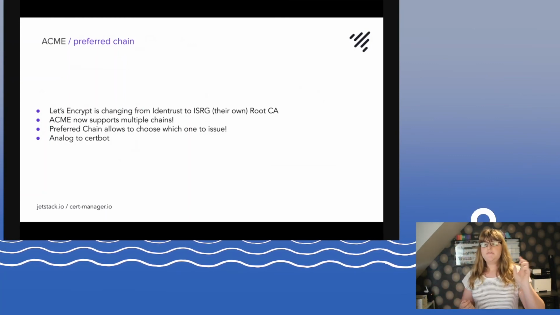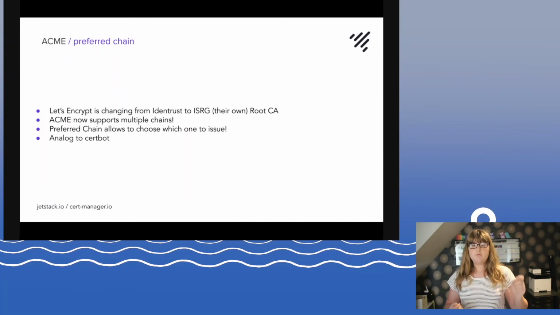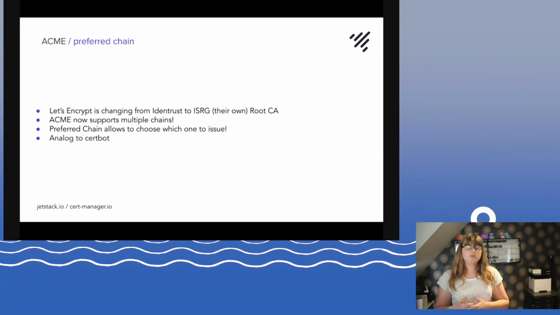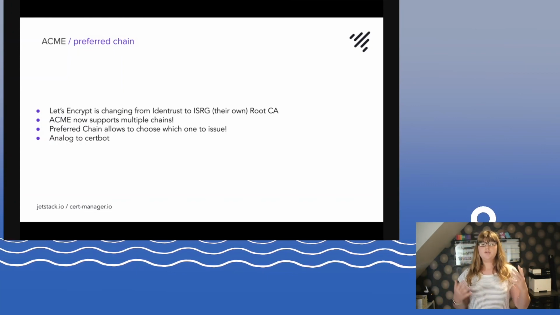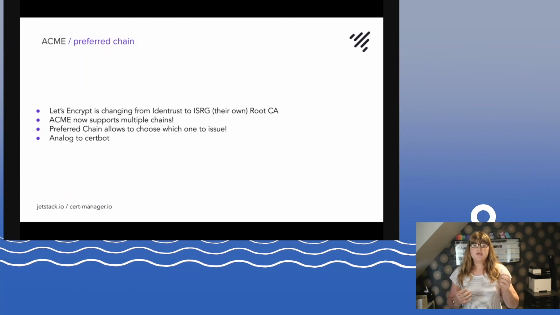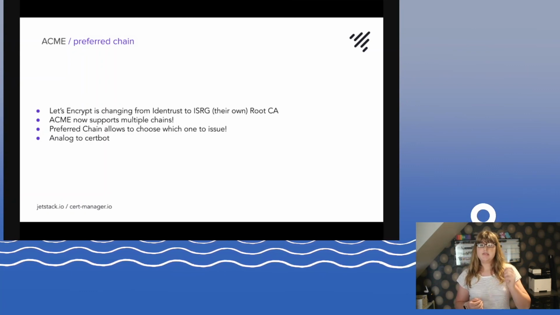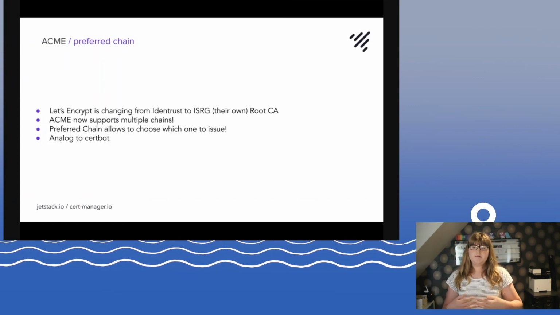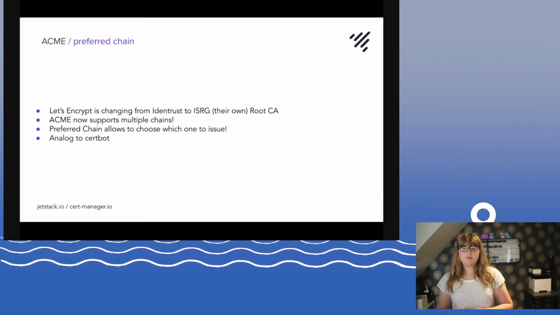So this is a field on the issuer on which you can now specify which chain you want your certificates to come from. If you want to keep using the IdenTrust root as long as it's available, you can do so by setting the preferred chain to the IdenTrust root. If you today want to use the new root CA, you can use the same exact feature to do that. This feature is already added to Certbot, and we implemented our behavior analogous to that, so it's easy for users.